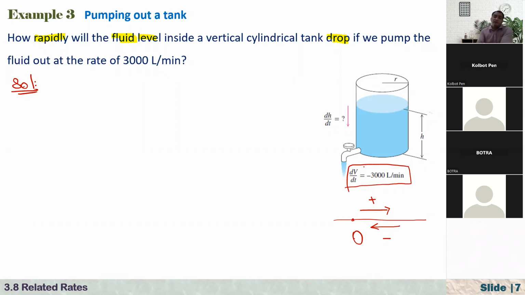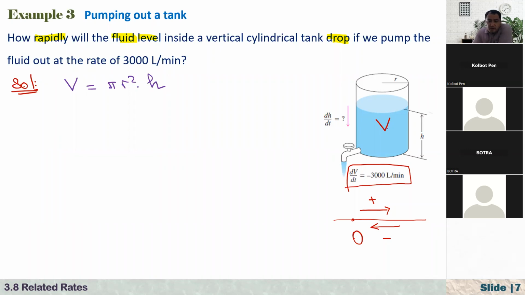Okay. So dV/dt is given. We have to find the rate of change of the level at time t. To do this, suppose the volume is V. How do you find the volume of a cylinder? If the height is h, the volume is V = pi times r squared times h.